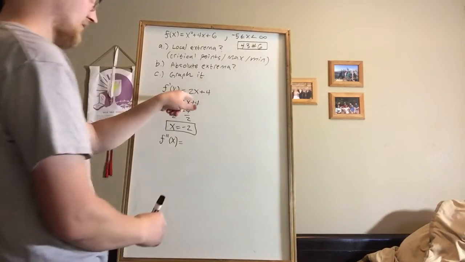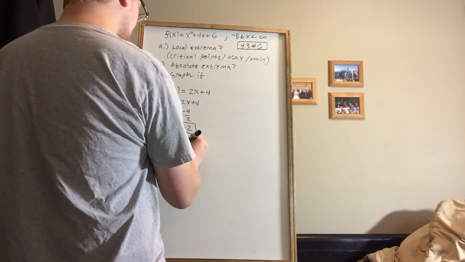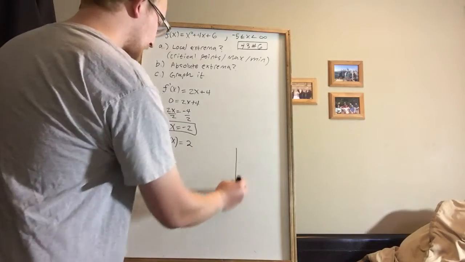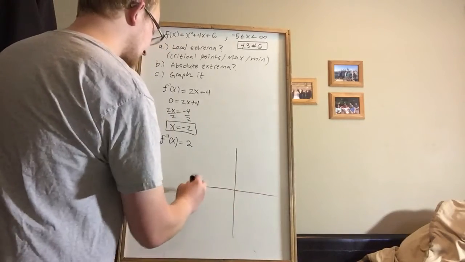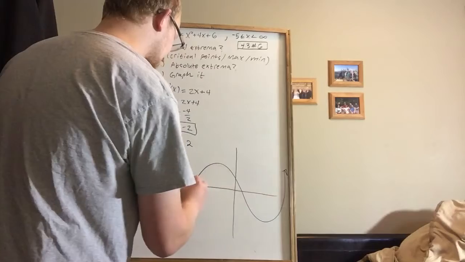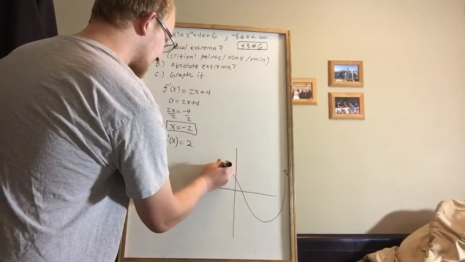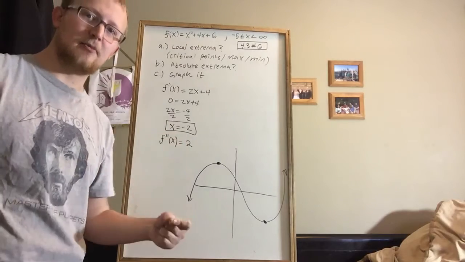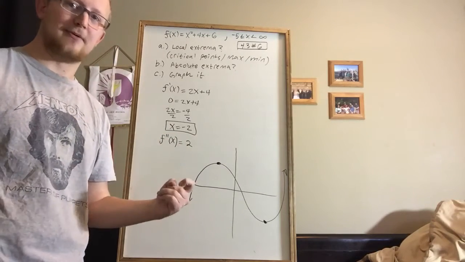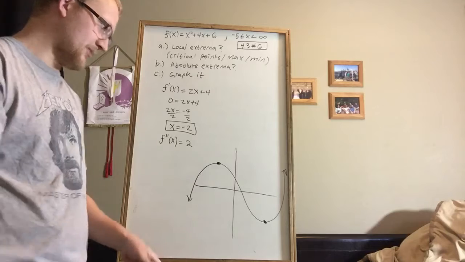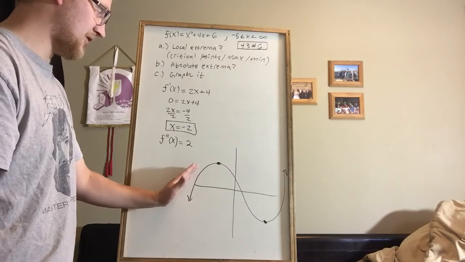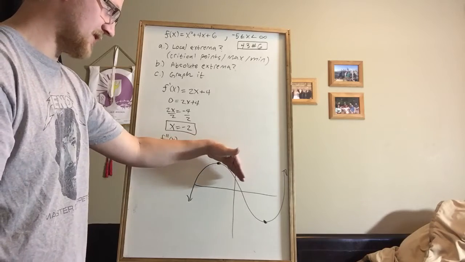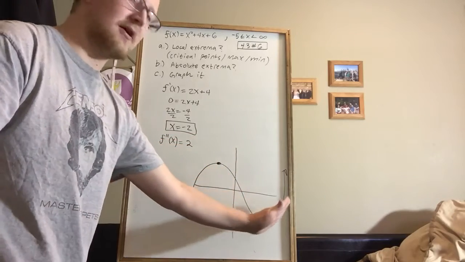f double prime of x equals the derivative of 2x plus 4, which is 2. And what the second derivative tells us is, for example, if we have a graph like this, the first derivative will tell us our critical points. The second derivative doesn't tell you the slope. It tells you the slope of the slope, or the rate of change of the slope. Now, if the slope is changing negatively, it's going to be concave down. If the slope is changing positively, it's going to be concave up.